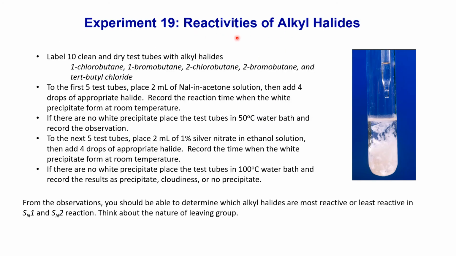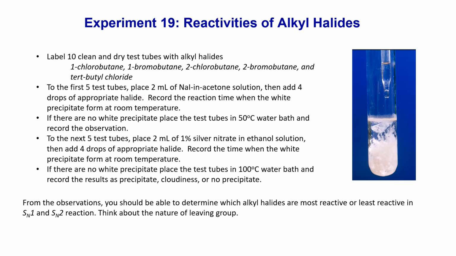So now that you have an understanding of Sn1 and Sn2 mechanisms, we're going to test this out using different alkyl halides, right? You're given 10 clean, dry test tubes along with 5 different alkyl halides. To the first 5 test tubes, place 2 ml of sodium iodide in acetone solution, and then add 4 drops of the appropriate halide. It could be 1-chlorobutane or 1-bromobutane, depending on how you label the test tube.